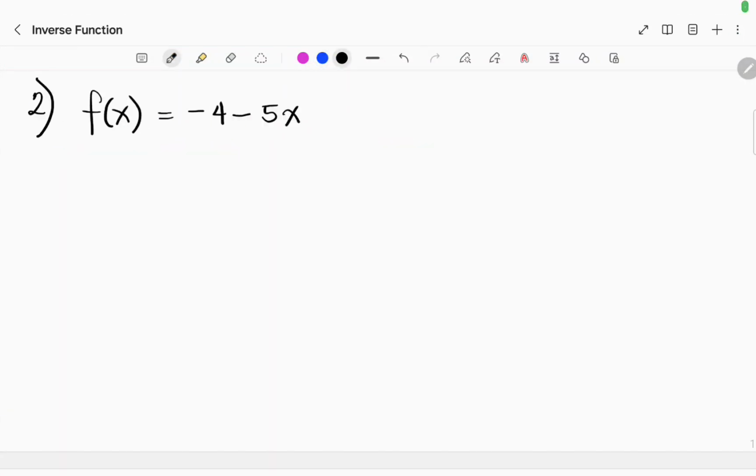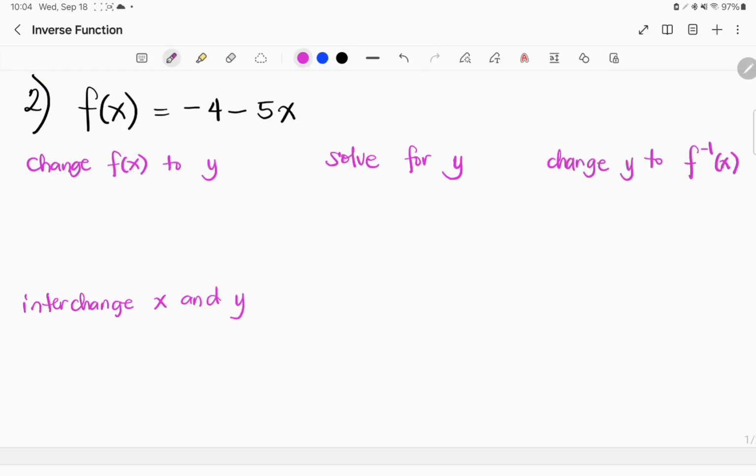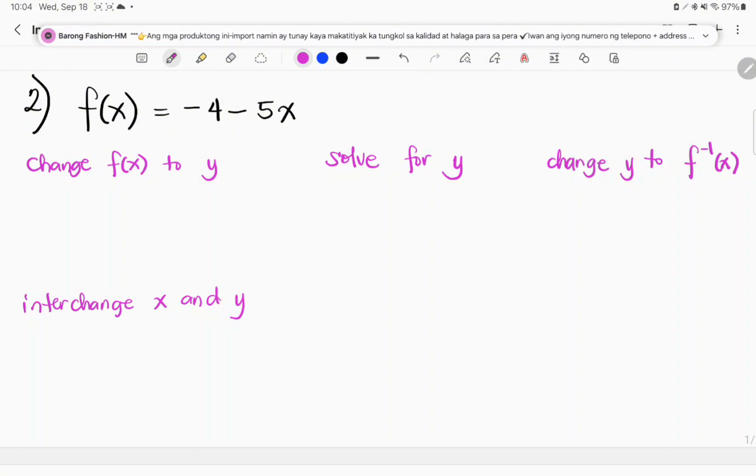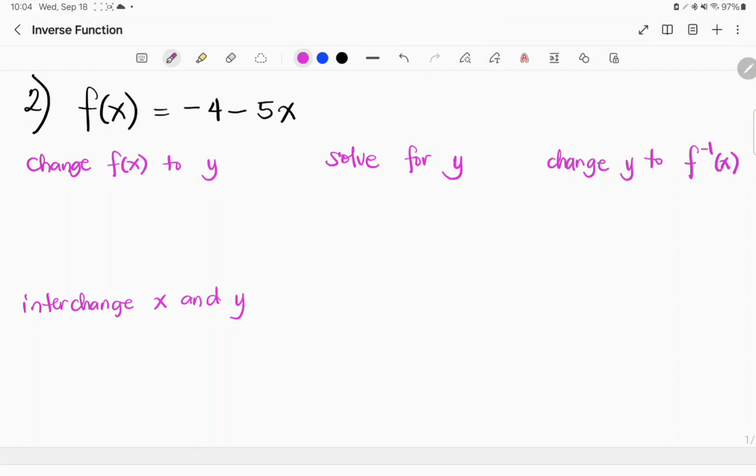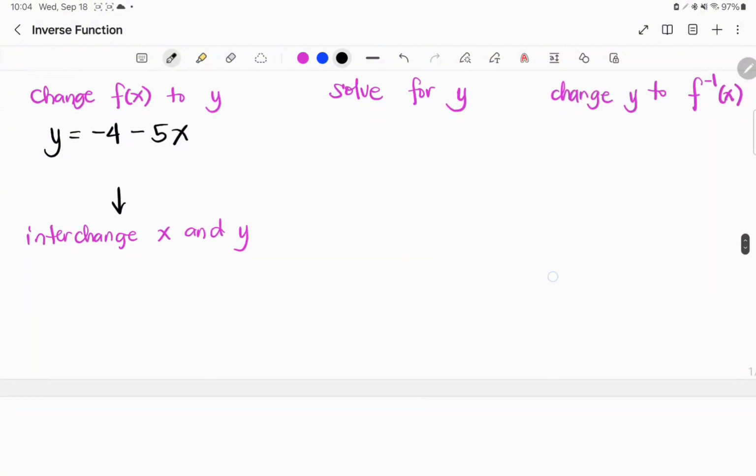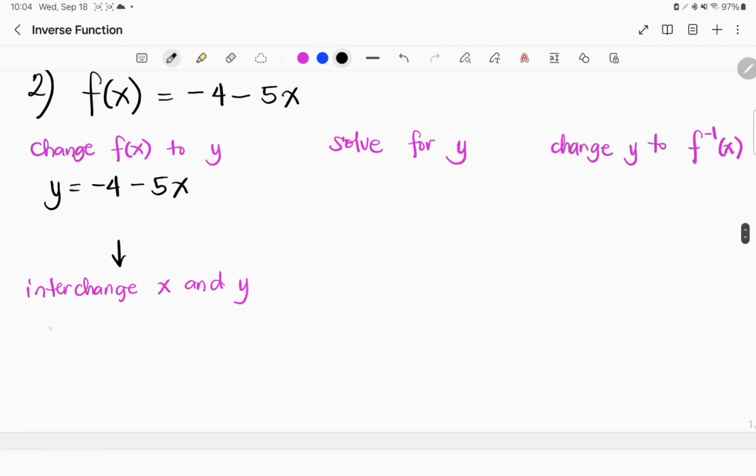For our second example, we have f of x is equal to negative 4 minus 5x, which is also a linear function. Now to transform this into its inverse function, we have to, number 1, change f of x to y. So it will become y equal to negative 4 minus 5x. And for the second procedure, we have to interchange x and y. We have to change all y into x and all x into y. Now we have x is equal to negative 4 minus 5y. We have to solve for y.